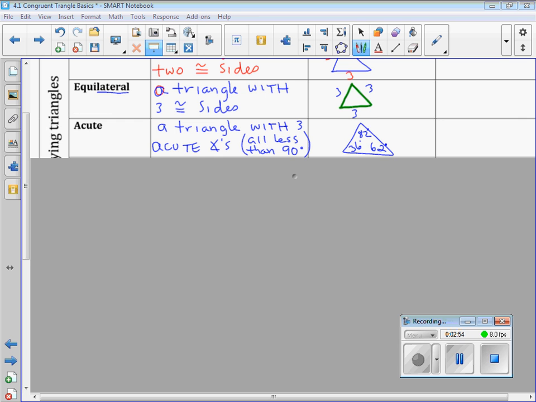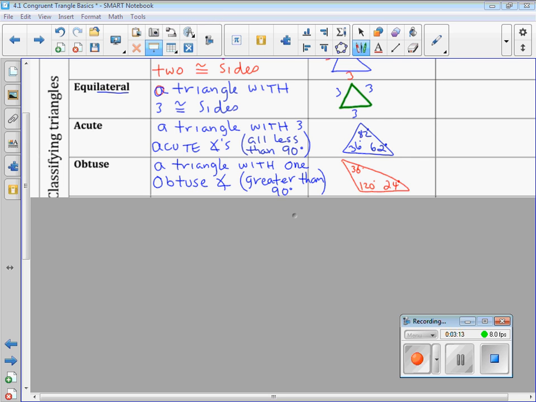So here we have an acute triangle, a triangle with 3 acute angles. All angles are less than 90 degrees. My example here is 36, 82, and 62. And if my math is right, when I add all 3 of those up, they should equal, and in your mind, hopefully you just said the number 180 degrees.